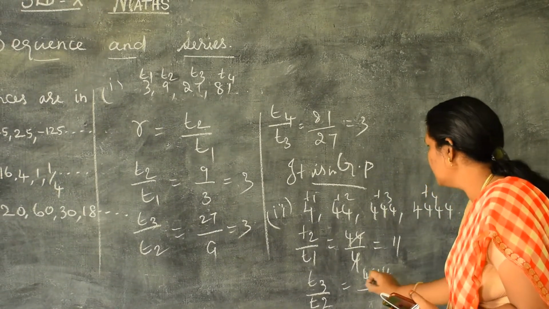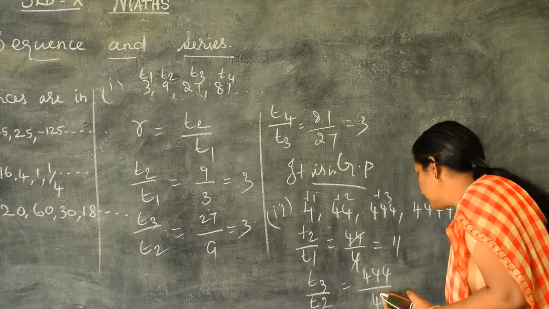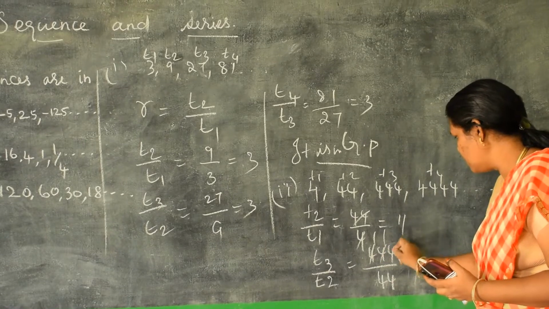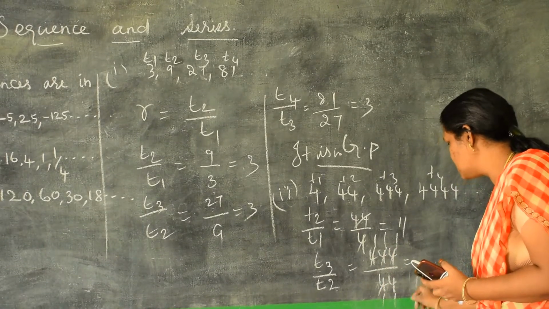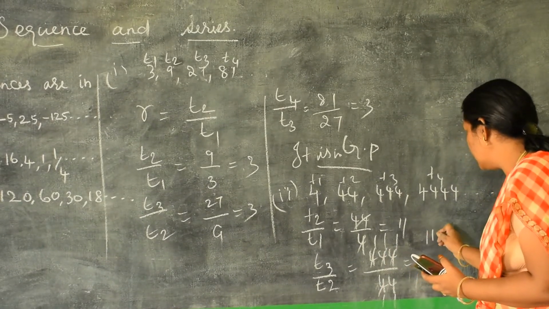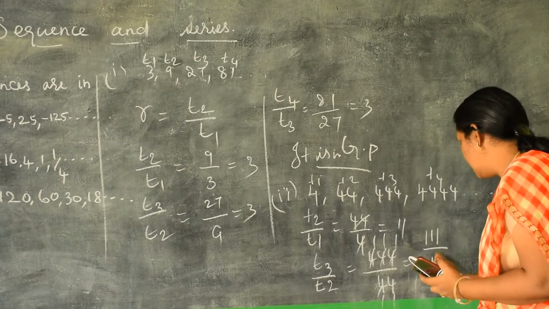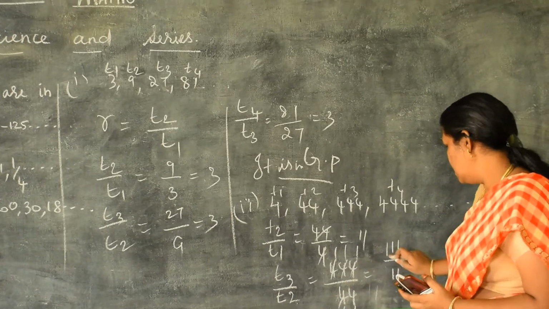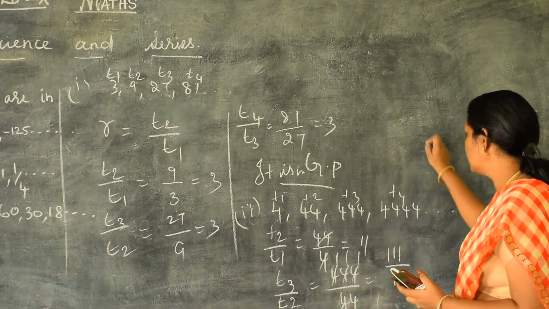T3 by T2 is 444. So using the 4 table, 1 4 is 4, 1 4 is 4, 1 4 is 4. Here also I am getting 1 4 is 4. So I am getting 111 by 11. But in the previous one, the ratio is 11. Here it is 111 by 11.